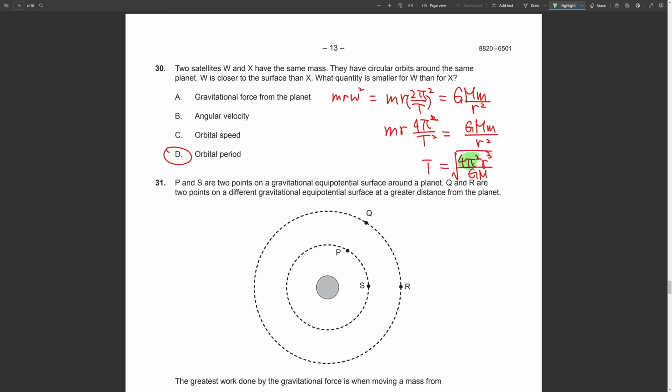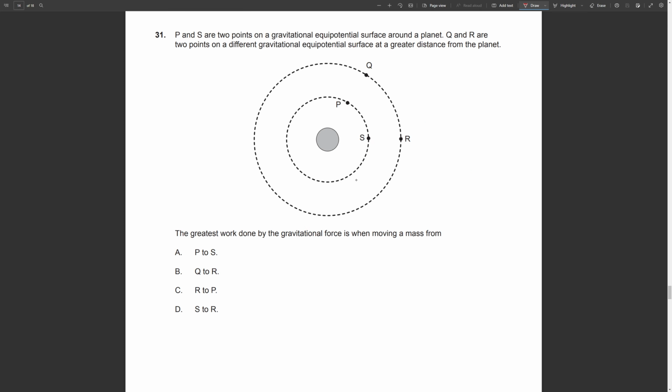Everything in green is a constant. So you can conclude T is proportional to r to the power of 3 over 2. The one with greater orbital radius should give you a greater time period. Which one is further away from the star? X is further away. So X is having a greater time period. So statement D is true.